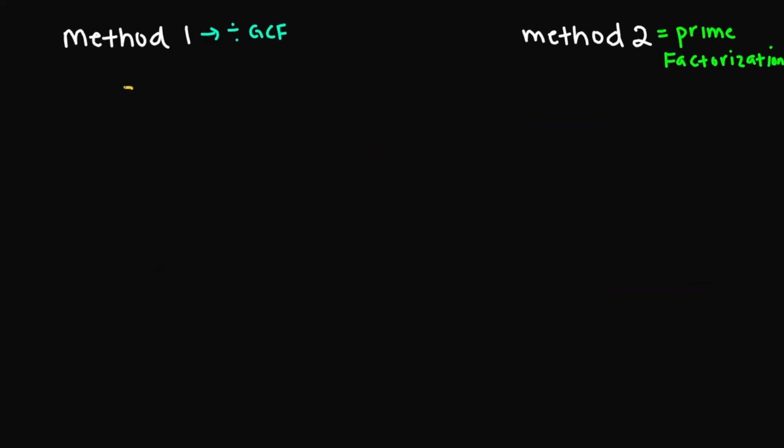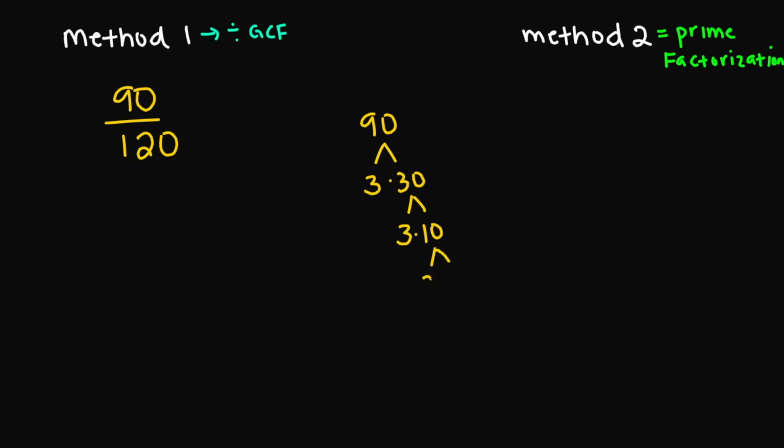Let's try 90 over 120. So let's go ahead and do our factor tree. 90 is 3 times 30. 30 is 3 times 10. And 10 is 2 times 5. So my 120 is 12 times 10. 12 is 3 times 4. 4 is 2 times 2. And then my 10 is 2 times 5.